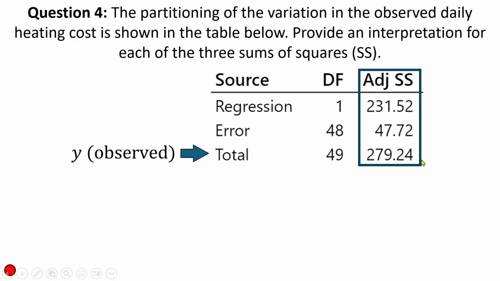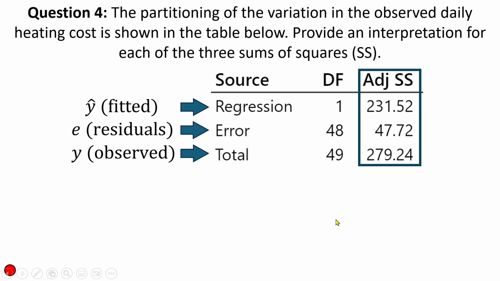So we have a total, which is being split between something that's systematic, we call that the regression component, and something that is purely random, we call that the error component, right? So the regression component is essentially the variation in the fitted values. And the error component is just the variation in the residuals, right? So if you add these first two numbers together, you will get this third number.